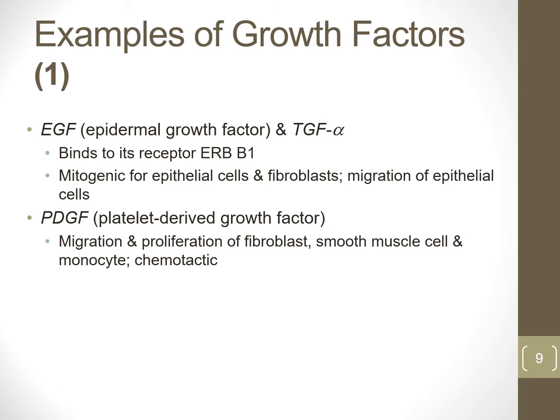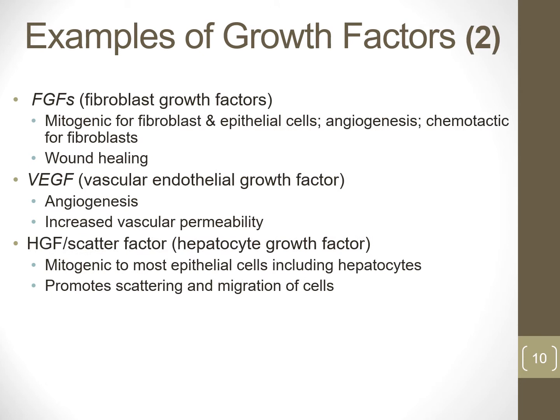Now, the function of platelet-derived growth factor is migration and proliferation of fibroblasts, smooth muscle cells, and monocytes, and it also has a chemotactic ability. You all know what we mean by chemotaxis. Chemotaxis is recruitment of inflammatory cells to the site of injury and inducing inflammation. So fibroblasts, smooth muscle cells, and monocytes are cells that are important in repair, as we will see in the next slides.